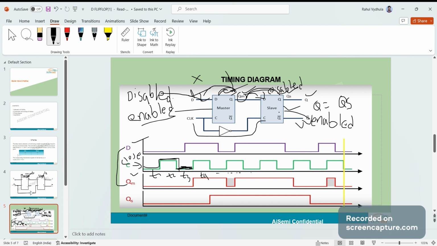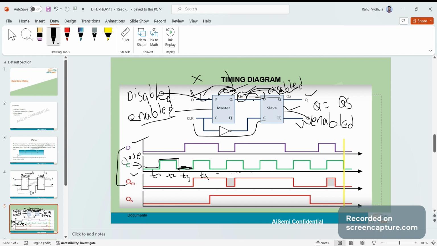See, because the slave is enabled and the master is disabled, QM goes through the D and goes through the Q directly. I mean, whatever we are taking, it will follow. It will go through this, right? This QM will not change. Why? This QM will not change because the master is disabled. It will not change. Okay.